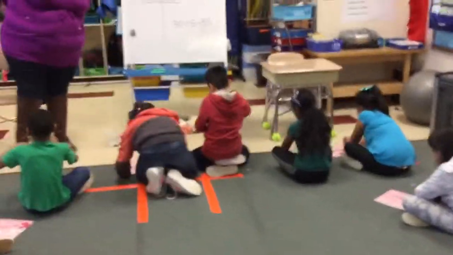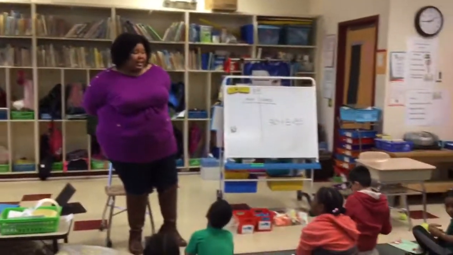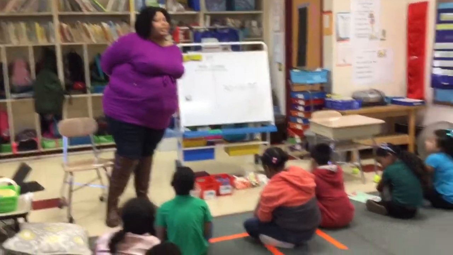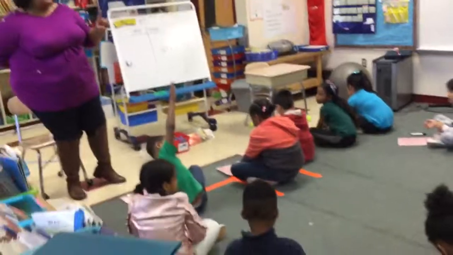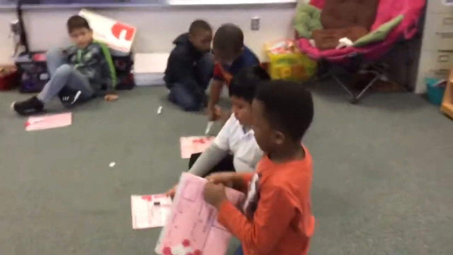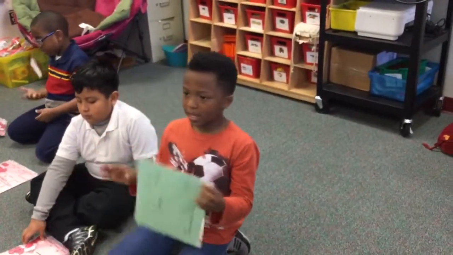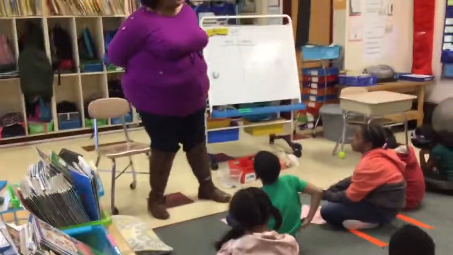So tell me, what did we talk about today? We talked about expanded form, place value, okay? Who can tell me what a digit is? William, what's a digit? A digit is a number. They put in symbols. Yeah, it's a symbol that represents a number.